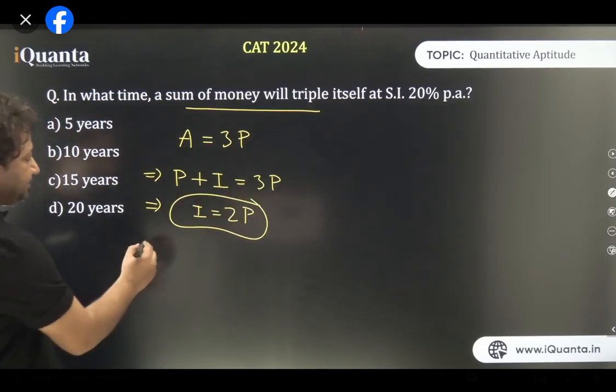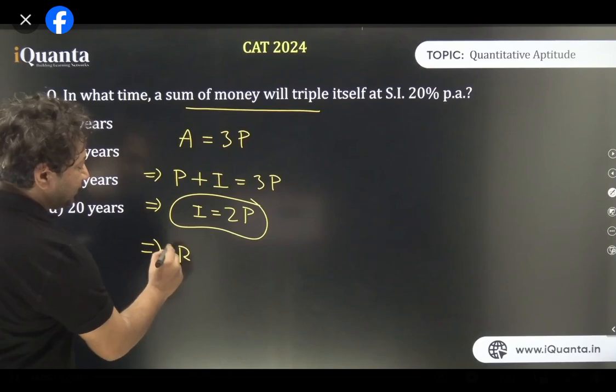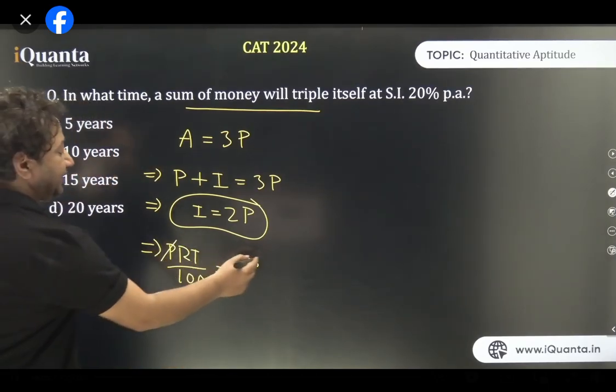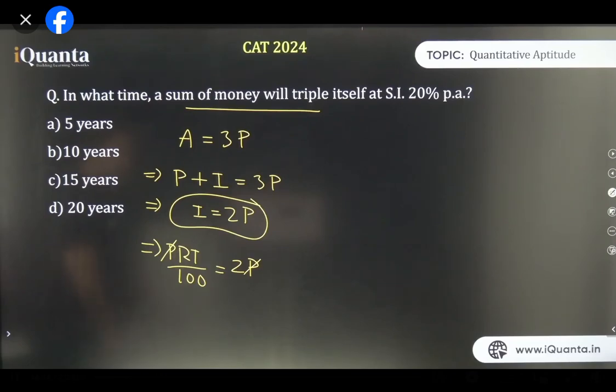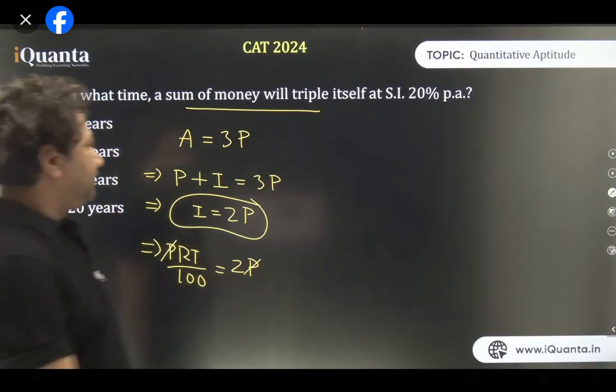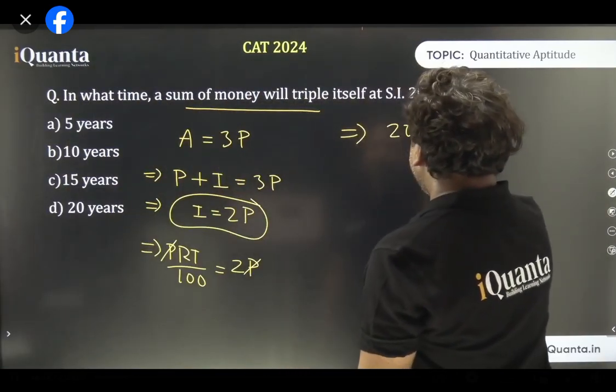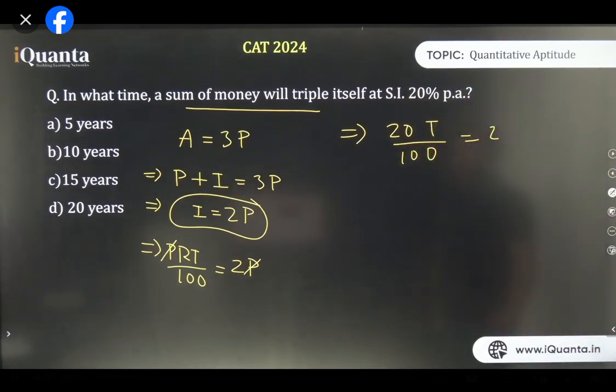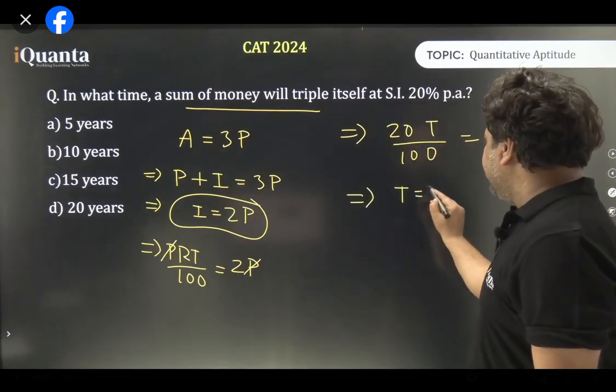Now we can put the formula. The formula is P multiplied by R multiplied by T upon 100, that is the interest. This is equal to 2P. P and P will get cancelled, and all we have is RT upon 100 is 2, where R is 20. It's already given to us. So replace R with 20. 20T upon 100 is equal to 2. And if you solve it, T will be equal to 10 years.